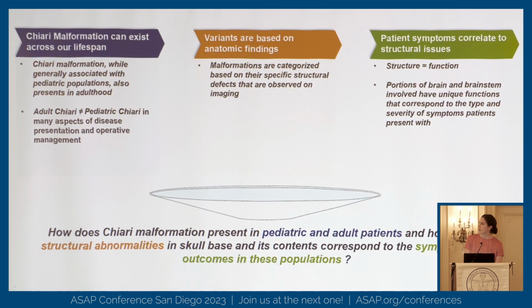So how does Chiari malformation present in pediatric and adult patients, and how do the structural abnormalities in the skull base and its contents correspond to the symptoms and outcomes in these two different but similar populations? That's what I'll be talking about today. Chiari malformation can exist across our lifespan.